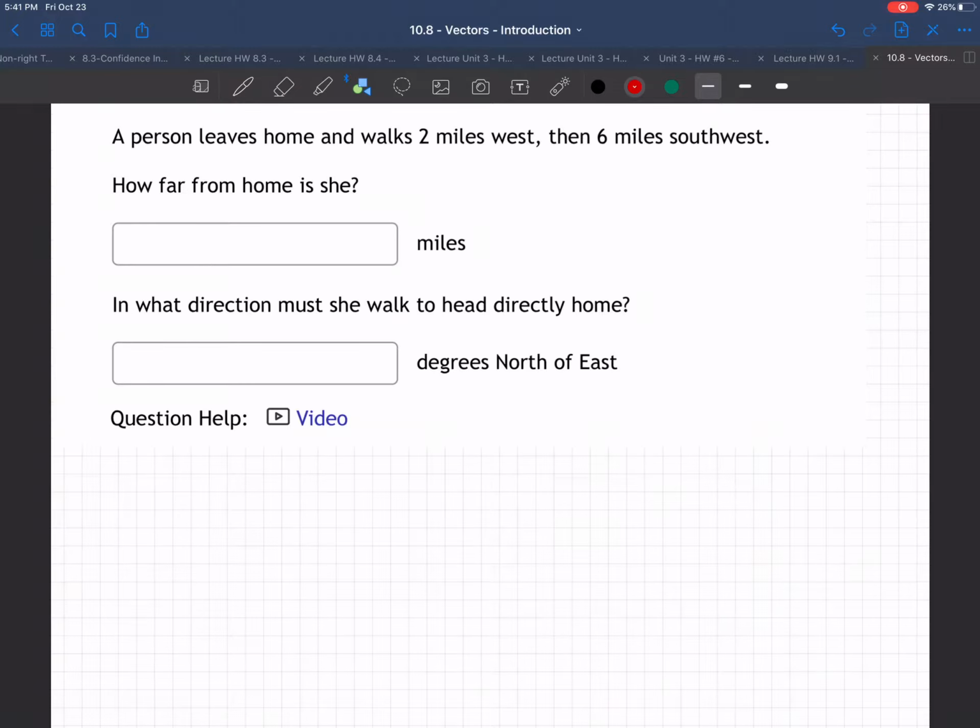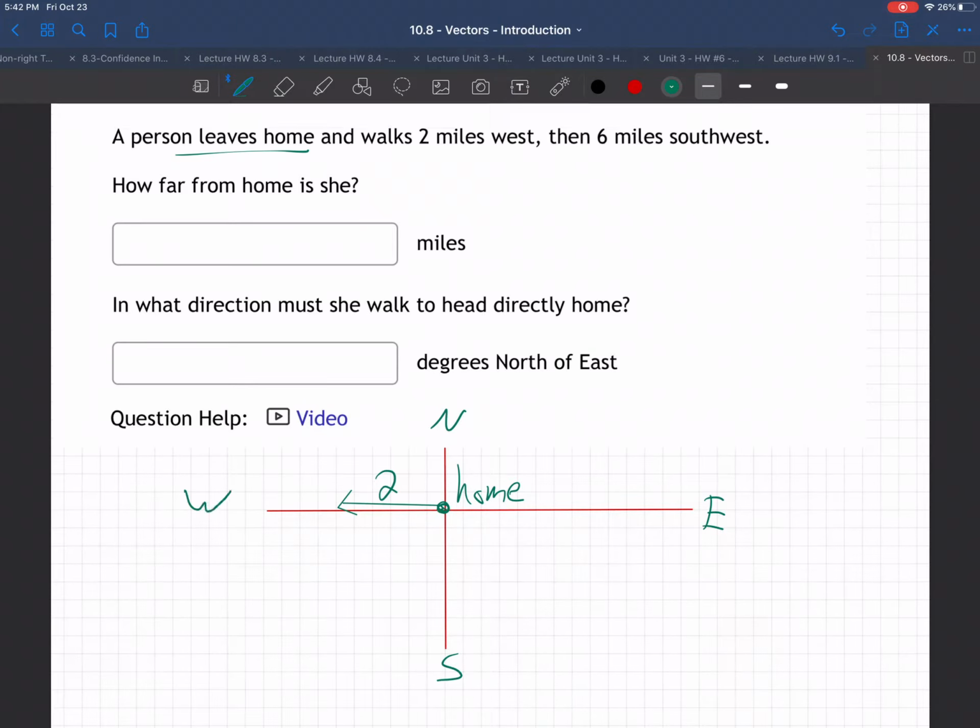All right, so I'm going to come over here and draw an axis system. Okay, so what does she do? She walks 2 miles west, so I'm going to make this the starting point. This is home. She leaves home, walks 2 miles west, so I'll just do an arrow and say, okay, this is 2 miles west. Whoops, wasn't a very good west there. 2 miles. Remember, it's north, south, east, and west, right?